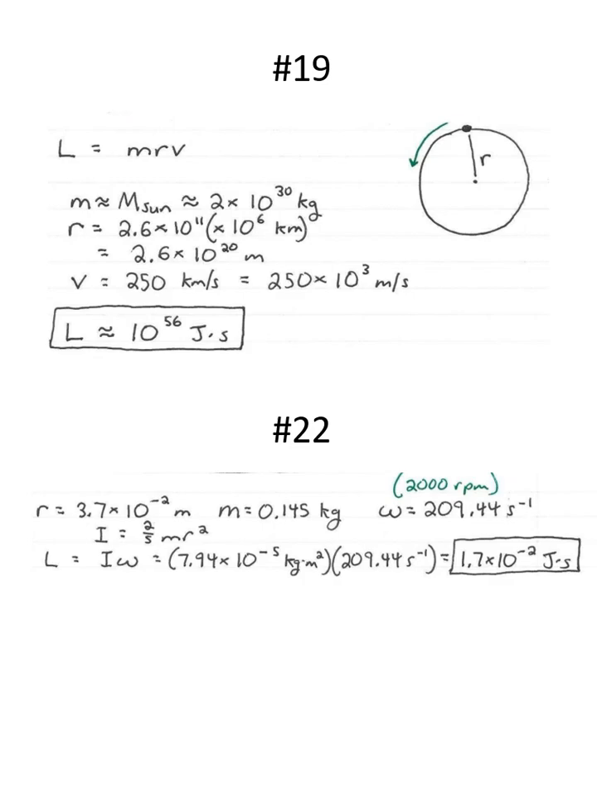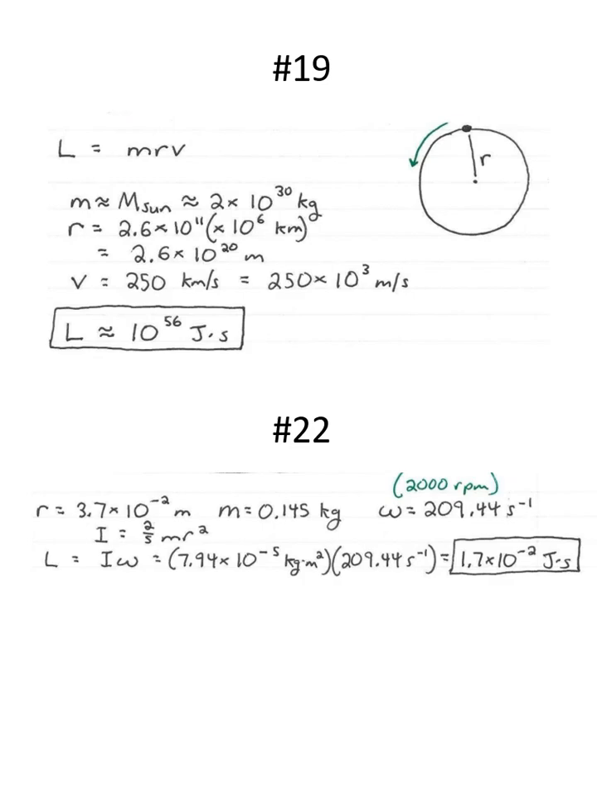Number 19. Use data from Appendix E to make an order of magnitude estimate for the angular momentum of our solar system about the galactic center. Something that is useful to know when we think about our solar system: there are lots of planets, many moons, a few hundred moons, but something like 99.9% of the mass of our solar system is the sun. So we can actually ignore all the planets. It's the sun that's the major mass.